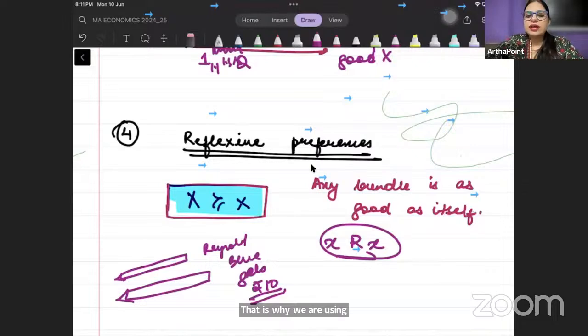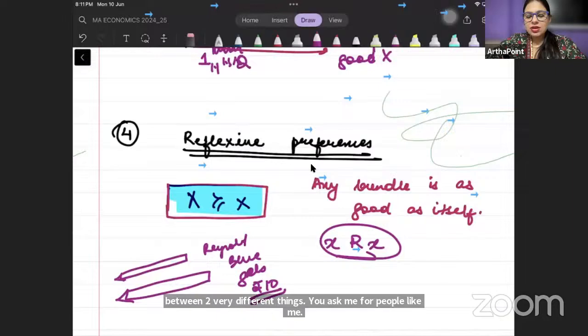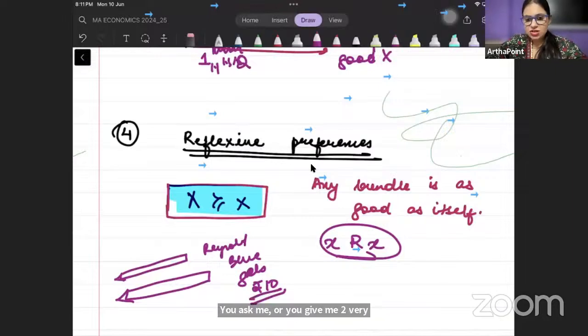We are not saying that, see, I can be indifferent between two very different things also. For people like me, you give me two very different cars, I will tell you I am indifferent between the two. Maybe Swift and some other car. I am indifferent between the two, although they are not homogeneous. So indifference is possible even when two things are different. अगर दो चीजें एकदम अलग हैं तो भी indifference possible होगा.